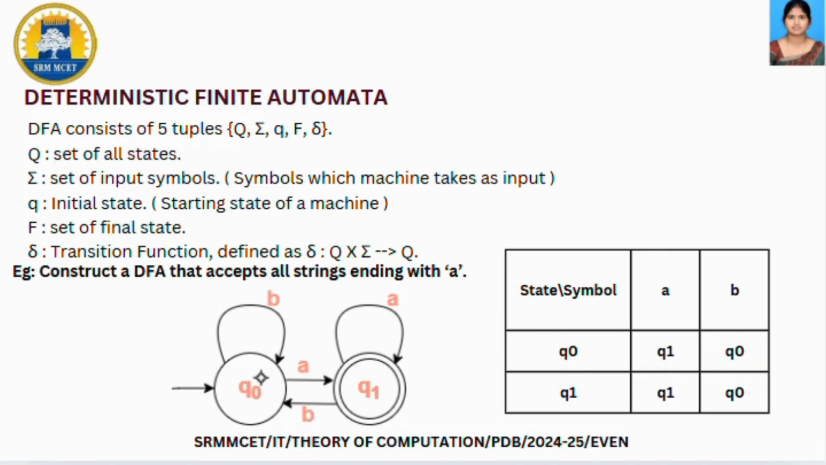The transition of each and every state has been denoted in this transition table. Q0 using the input A transits to Q1, and Q0 using the input B transits to itself, that is, a self loop on Q0 alone. Q1 using the input A transits to Q1, and Q1 using B transits to Q0. The arrow indicates that Q0 is the initial state, and the double circle shows that Q1 is the final state.